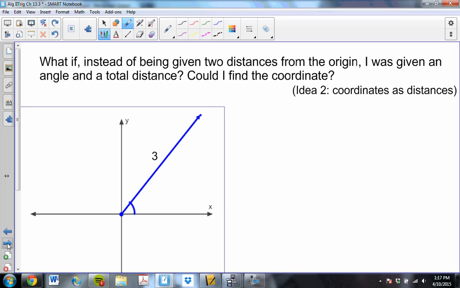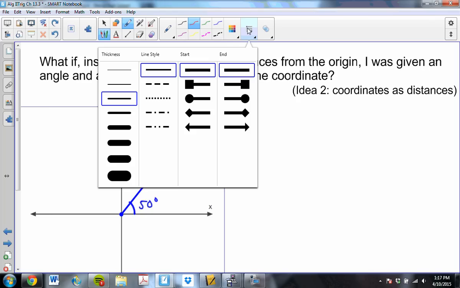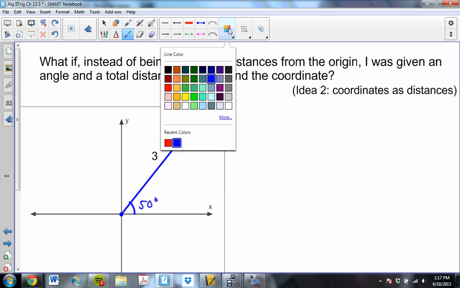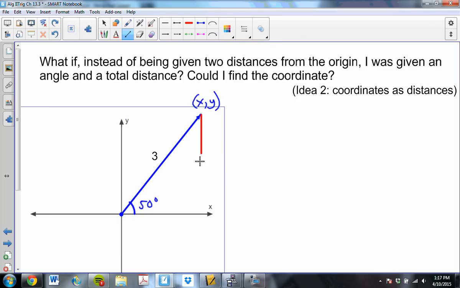So suppose I have this coordinate, and I know that the angle here was 50 degrees. Suppose we were given that. Could I find this point, (x, y)? Well, the way that I would find that point is I would want to think about those distances again. So I think about this triangle down to the x-axis. I do the triangle to the x-axis because that's going to give me my width, my x variable first.